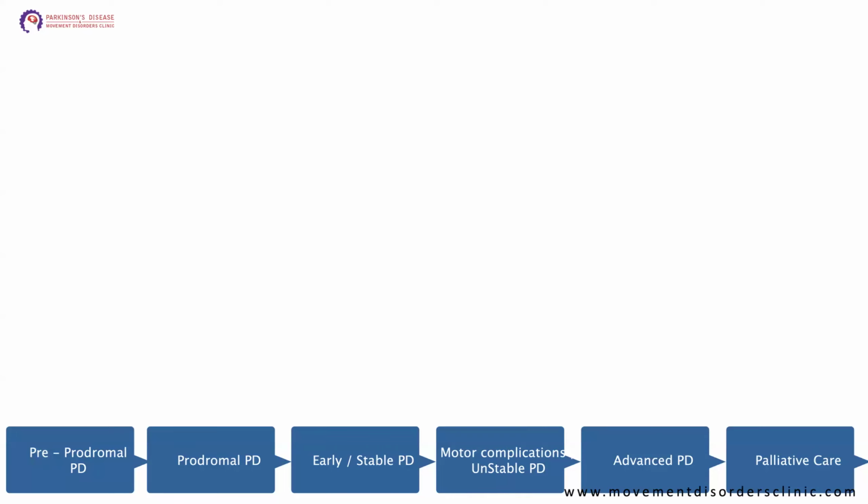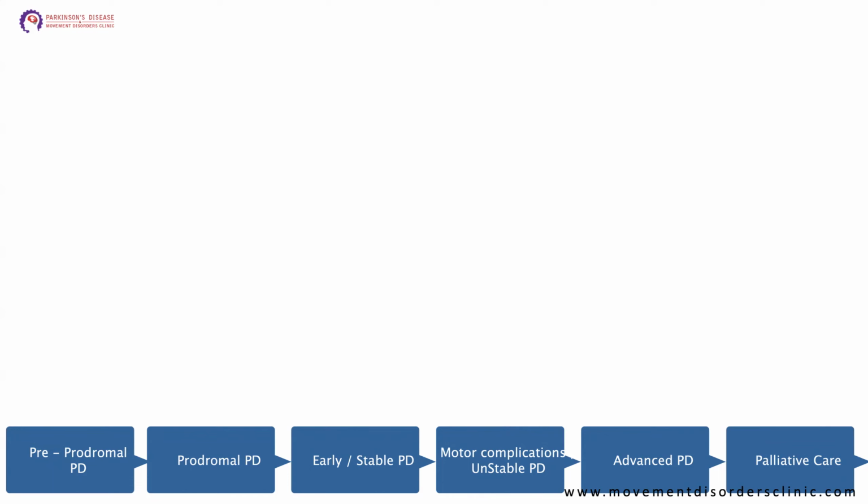That is what you see from a clinical perspective. From a theoretical perspective, we divide the phases of Parkinson disease into pre-prodromal Parkinson disease, prodromal, early stable, motor complications, advanced, and palliative care. Pre-prodromal Parkinson disease is a phase where patients don't have any symptoms. They just have risks, which may be in the form of genetic risks or environmental risks. A lot of work is going on to pick up people at this phase so that early interventions can be done to reduce the loss of dopaminergic neurons. So, there are no symptoms happening here.